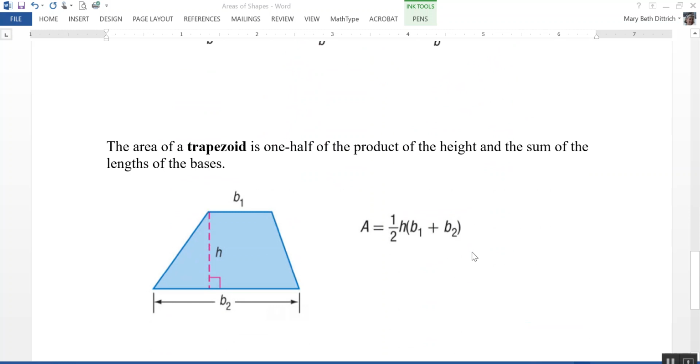And our last formula is for the area of a trapezoid, which is 1/2 of the product of the height and the sum of the lengths of the bases. So the area of a trapezoid is 1/2 times the height times the length of base 1 plus the length of base 2. So these are some area formulas for common shapes that you'll see.